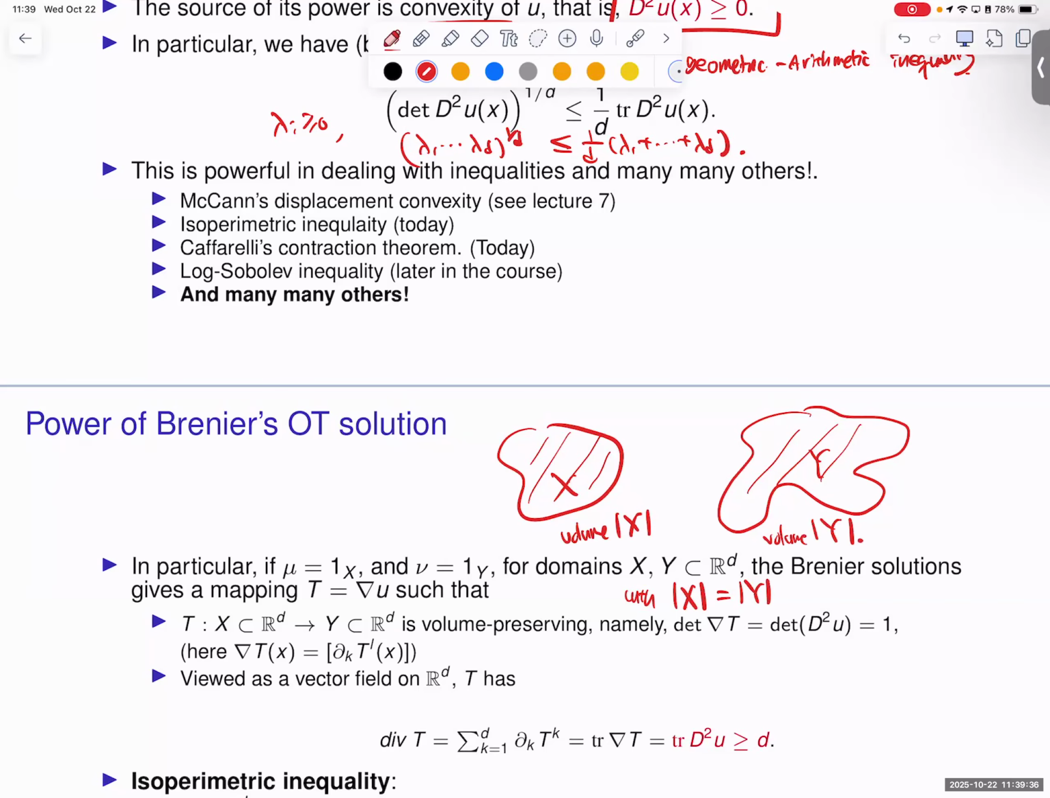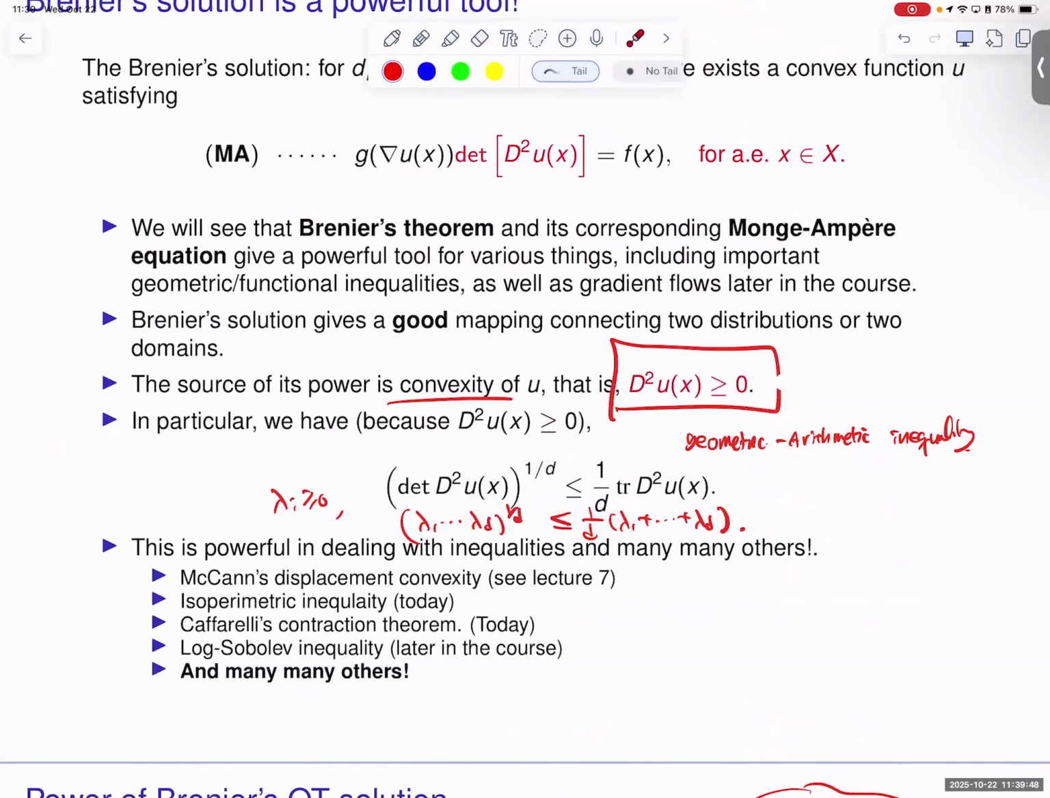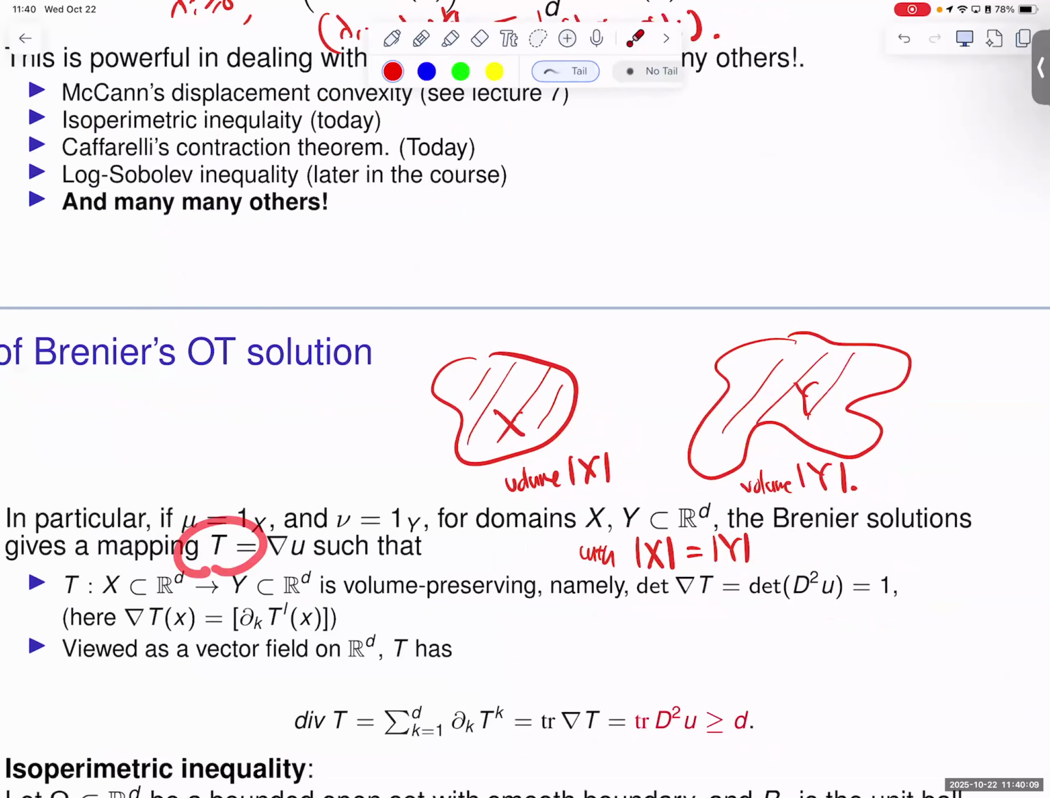So, with the same volume, you can find the optimal transport between this source measure and target measure. Then for the Monge-Ampère equation, the density g and density f are just one for uniform measures. Mu is a uniform measure, nu is a uniform measure, so their densities are one. So what you have is just this equation: determinant of the Hessian of u is equal to one. That is the Monge-Ampère equation for our Brenier solution.